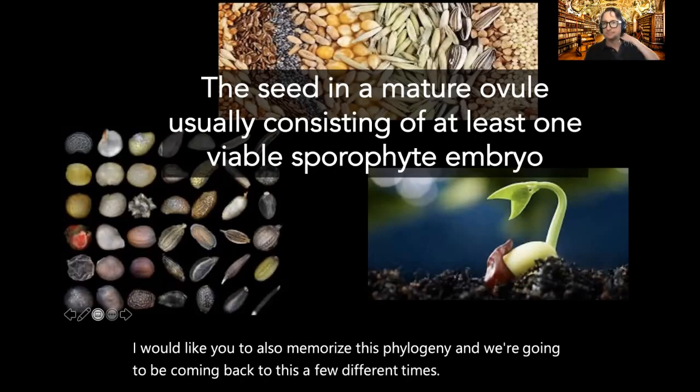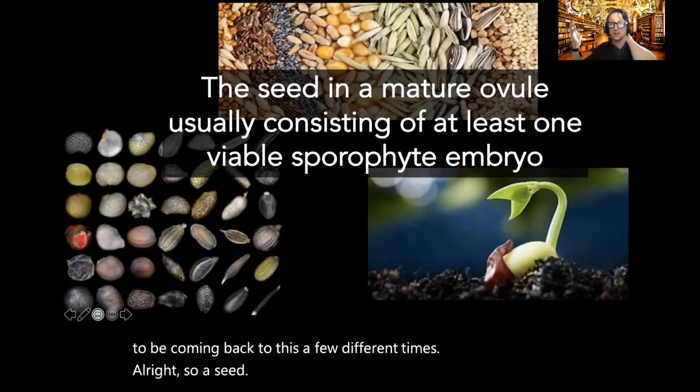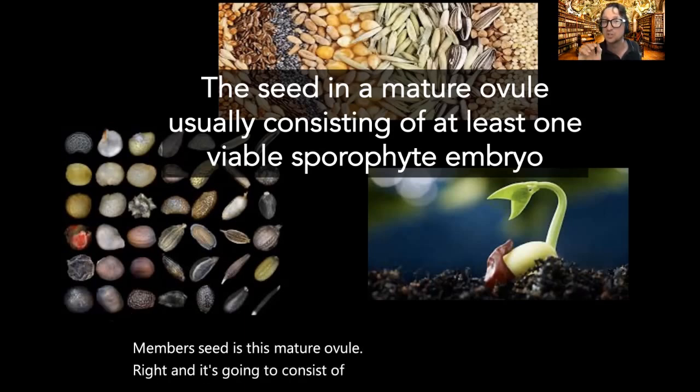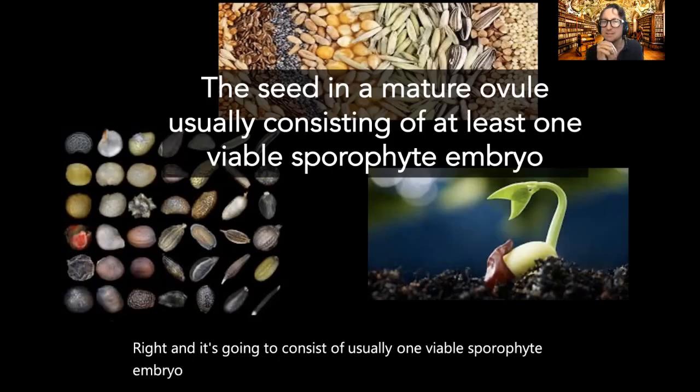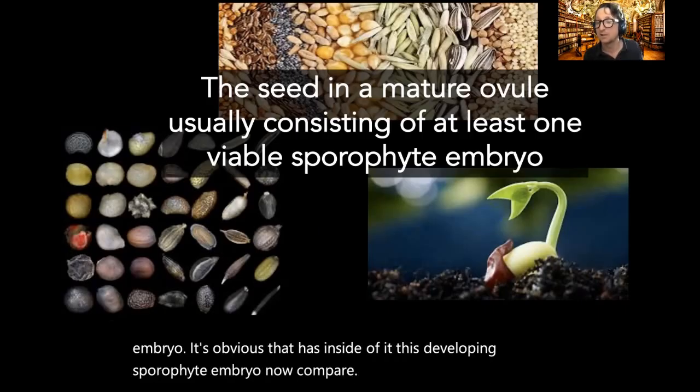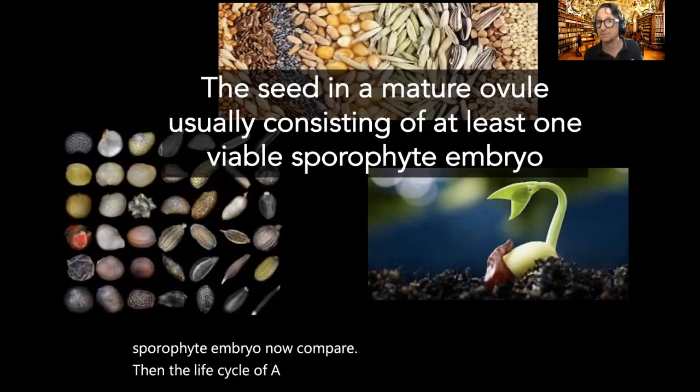All right, so a seed. Remember, a seed is this mature ovule, right? And it's going to consist of usually one viable sporophyte embryo. It's an ovule that has inside of it this developing sporophyte embryo. Now compare the life cycle of a plant with an ovule to the life cycle of a plant without an ovule.